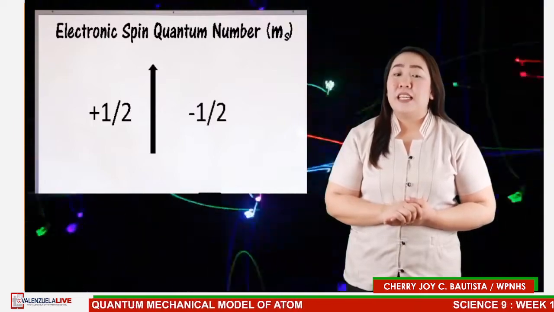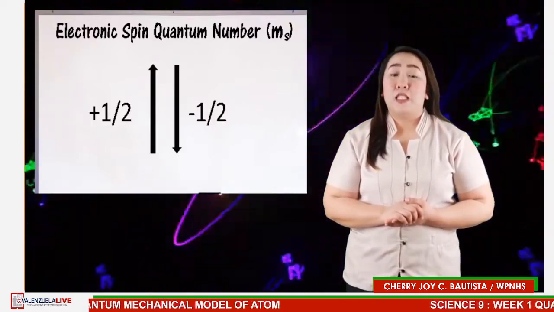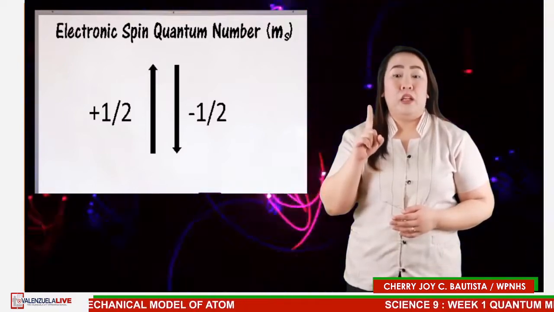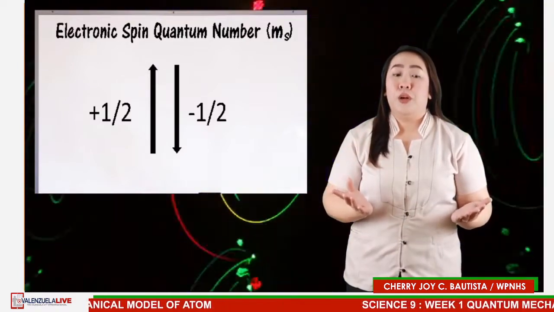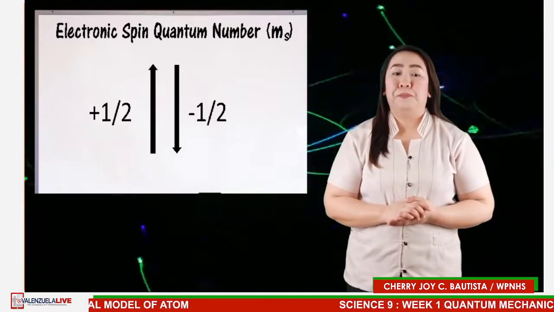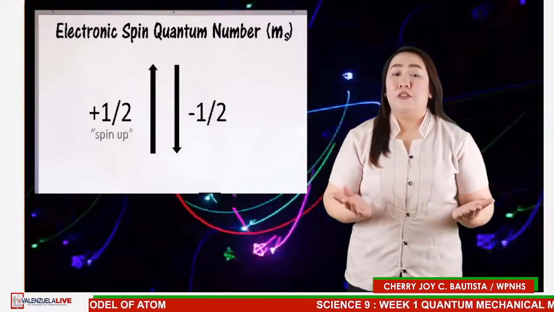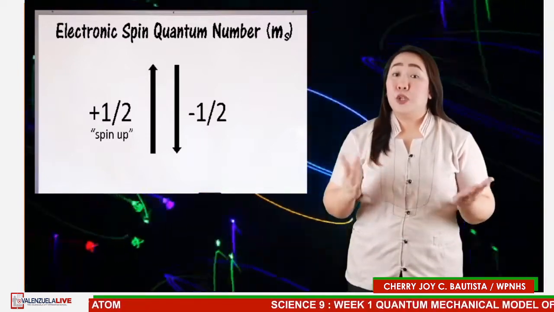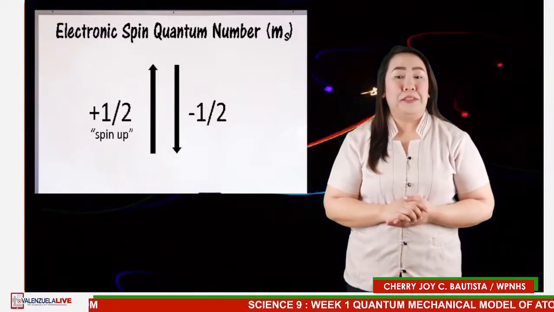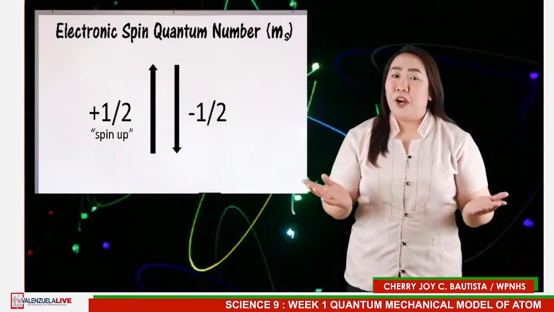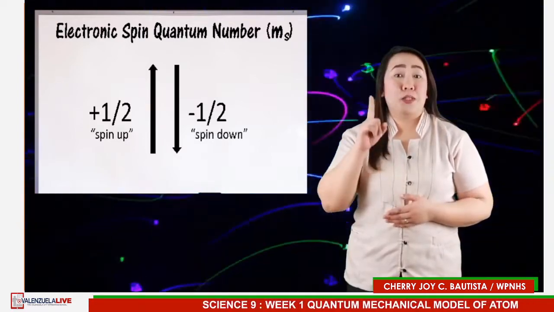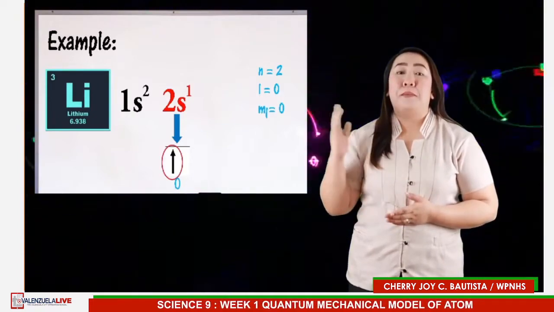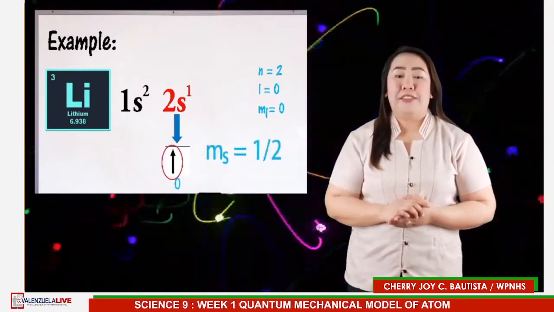This means that when m sub s is positive, the electron has an upward spin, which can be referred to as spin up. When it is negative, the electron has a downward spin, so it is spin down. Given our example, it has a spin up. Thus, m sub s would be positive 1/2.